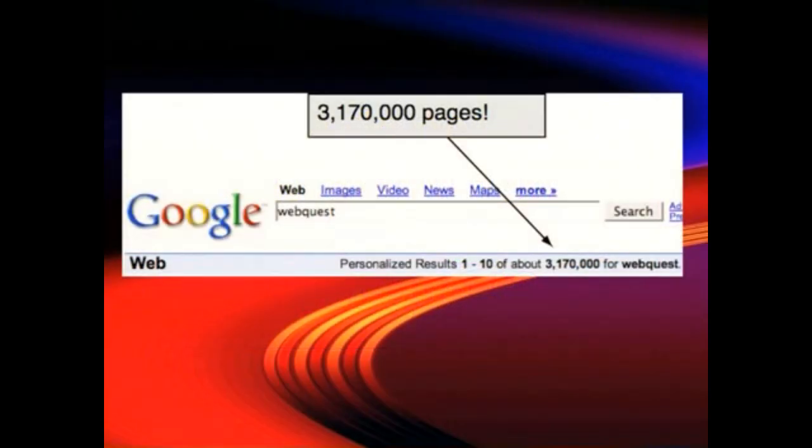Well, you're right. If you do a Google search on the word WebQuest, last time I checked, there were over 3 million hits. It doesn't mean there are 3 million WebQuests, and it certainly doesn't mean there are 3 million good WebQuests. But if you search, you'll see that there is a wide range of quality, I guess primarily because, as far as we know, they've all been written by humans, and all the variability that comes with that.